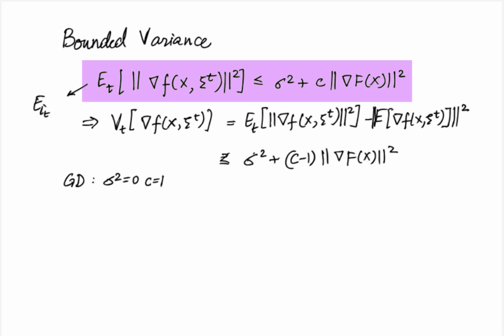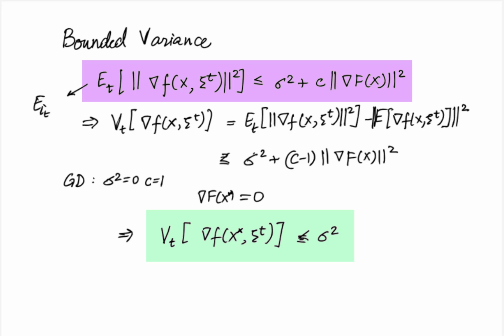In the unconstrained case, where gradient of F of x star is equal to 0, this bound can be written as variance of gradient of f at x star comma xi t is less than or equal to sigma square, which is essentially like bounding the variance of the objective at x star. You can verify that if you consider the least squares loss function and assume that the variance of the noise which is added is sigma square, then all of these relationships would hold with equality. So this was our assumption on the variance of the stochastic gradients.